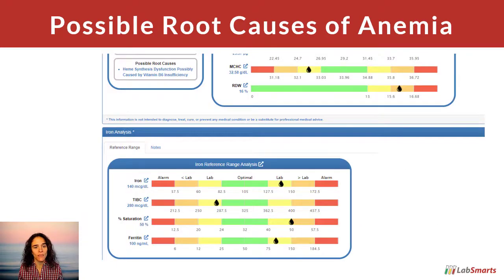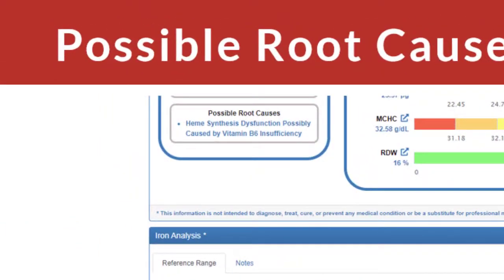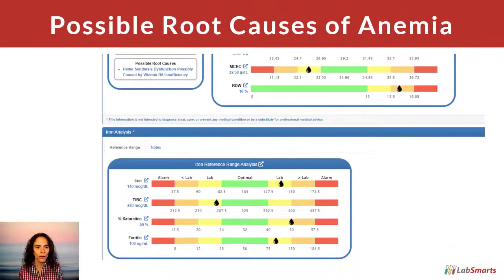So in this case, we did have the iron panel markers because I always order these iron panel markers for my clients. Having those values narrowed down all those possible root causes to just this one here, heme synthesis dysfunction, possibly caused by vitamin B6 insufficiency. So the first part of that, heme synthesis dysfunction, was identified using these four markers.